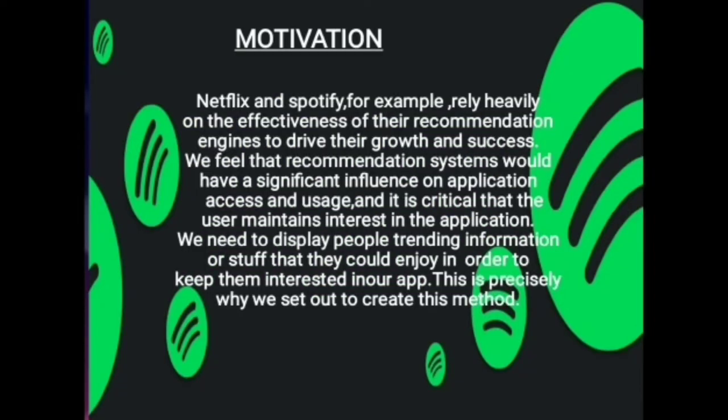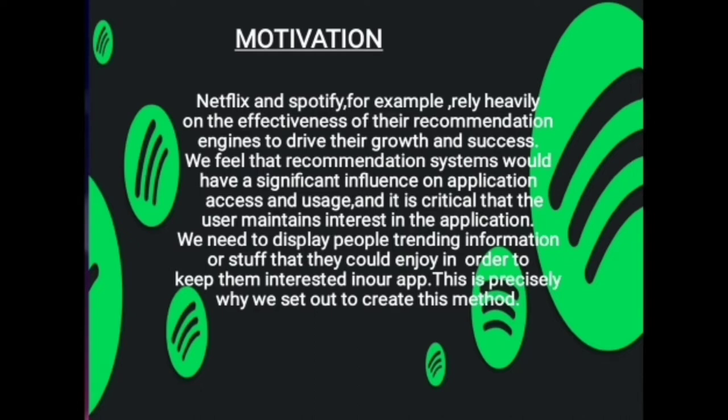What is the motivation, or why did we choose this project? As you all know, Netflix, Spotify, YouTube, Instagram, etc. are seeing tremendous growth and success these days. We feel recommendation systems have a significant influence in making them so successful and profitable. For instance, consider that you are a binge watcher of series or movies. One day you just open Netflix or Amazon Prime, and you find that movies or series of the genres you have watched are showing up. Then it's obvious that you tend to open and watch that series or movie, right?